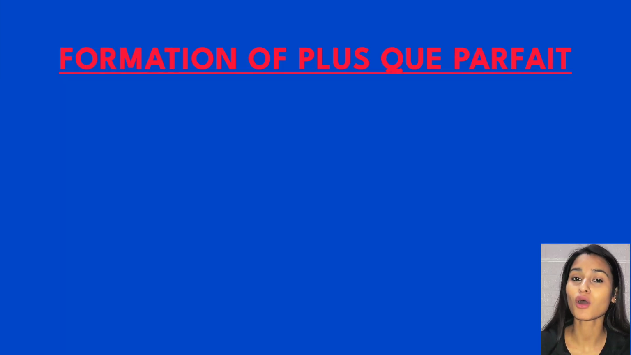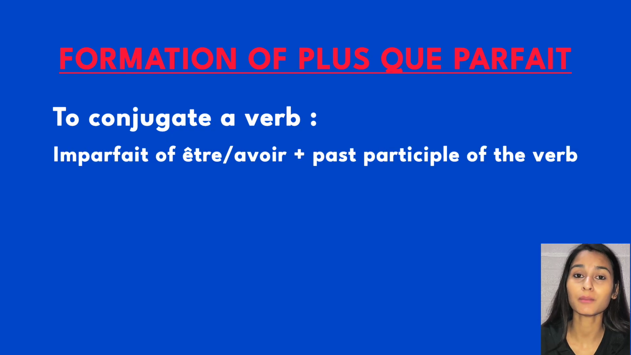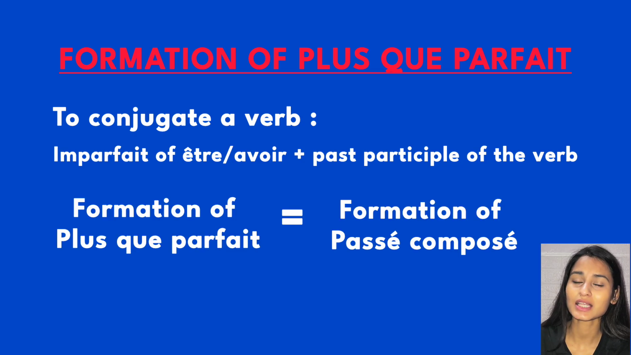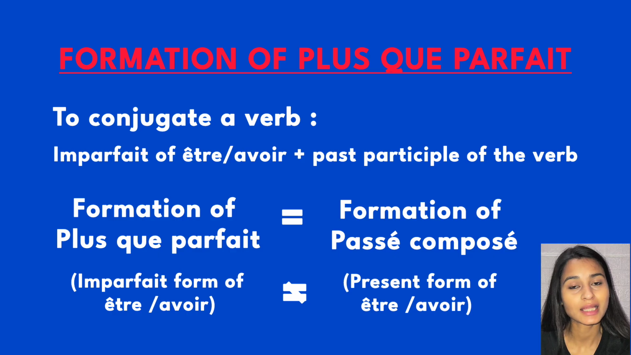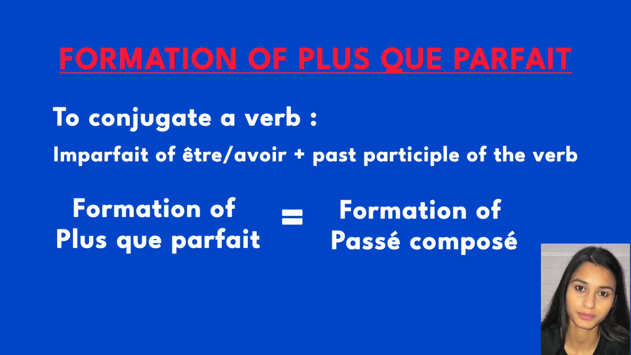Now let's see the formation of PLUS-QUE-PARFAIT. To conjugate a verb in PLUS-QUE-PARFAIT, we need the imparfait of être and avoir, and then we add the past participle of the main verb. It is the same as we do in passé composé, where we take être and avoir as an auxiliary verb and then add the past participle of the main verb. But the only thing that changes here is that we take the imparfait form of être and avoir and not the present form.